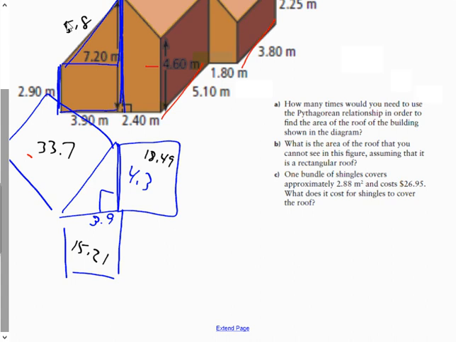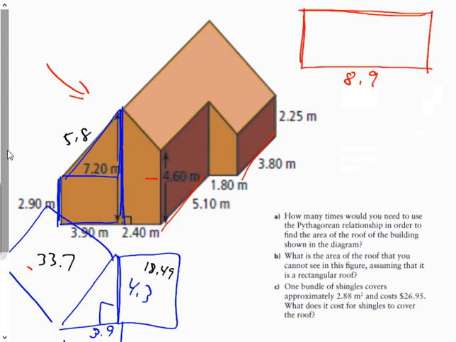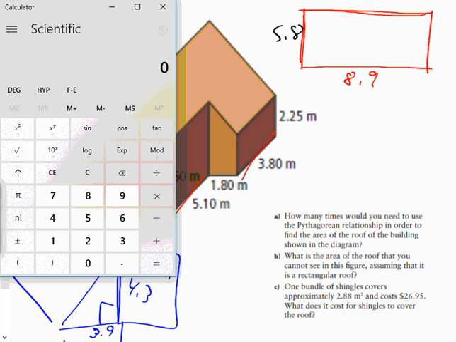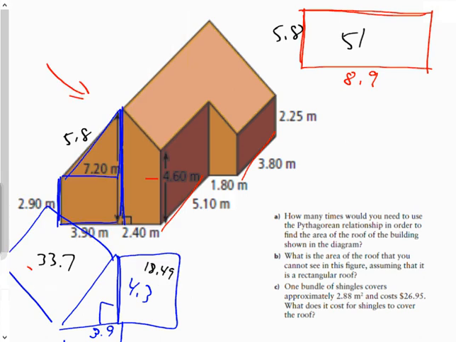So using Pythagoras, I was able to figure that out, which means if I'm going to roof that other side of the building that I can't see with roofing shingles, the area of that roof is going to be 5.8 by 8.9. So if I take 5.8 and multiply it by 8.9, I get an area of 51.62 square meters. Okay, you with me so far?